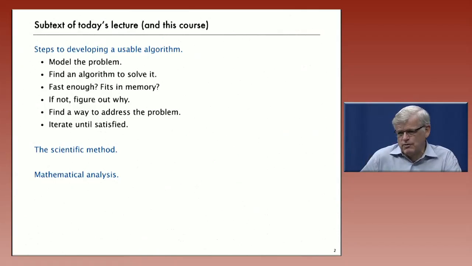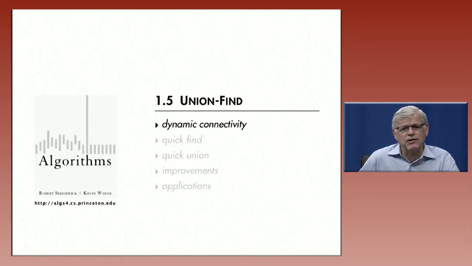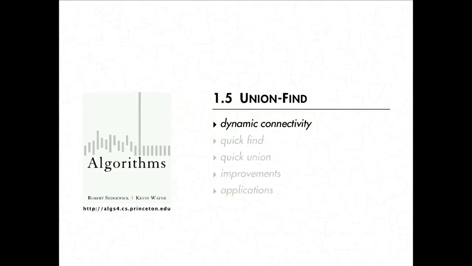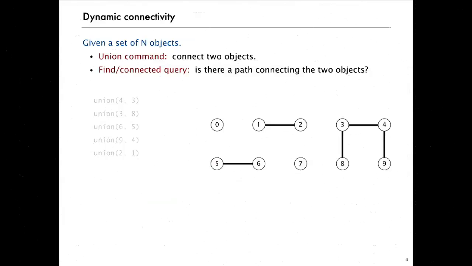So what we do is try to figure out why, find a way to address whatever is causing that problem, find a new algorithm, and iterate until we're satisfied. This is a scientific approach to designing and analyzing algorithms, where we build mathematical models to try to understand what's going on, and then we do experiments to validate those models and help us improve things. So first we'll talk about the dynamic connectivity problem, a model of the problem for union find.